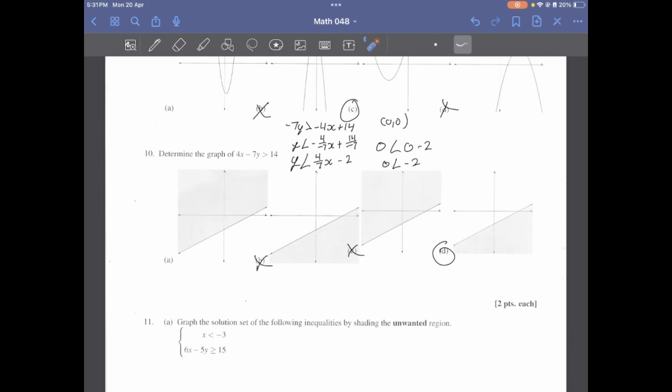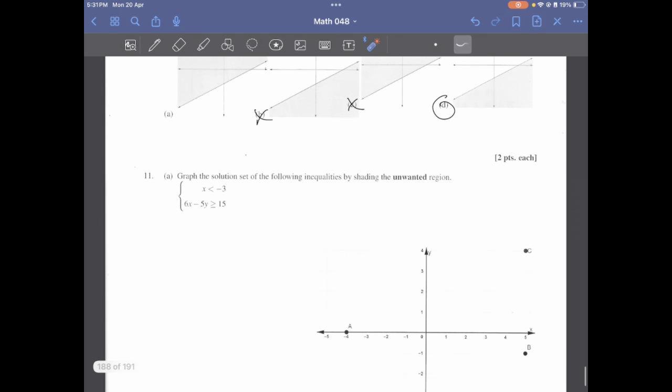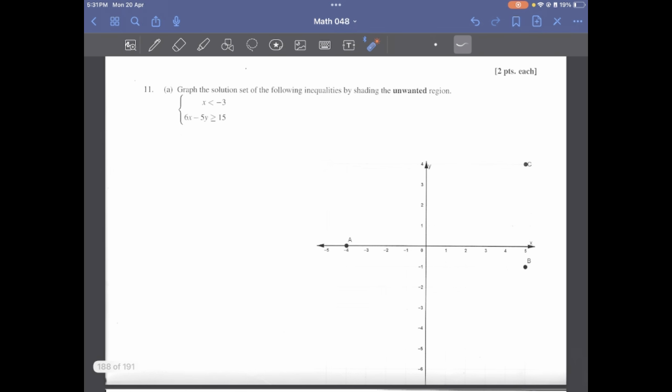Okay? But this question is always an interesting one because they might want you to shade the side with the wanted region, or they might shade the side with the unwanted region. So I would suggest before your final exam, see if you could confirm with your teacher. But when it doesn't state specifically, you'd always shade the side that contains the true values. Okay, so graph the solution set of the following inequalities by shading the unwanted region.